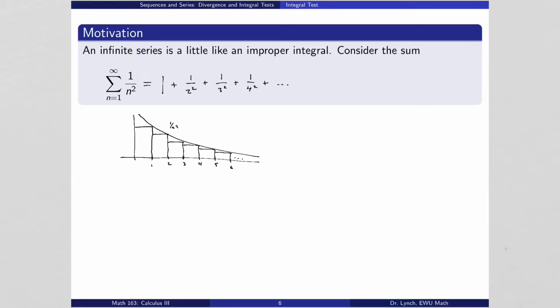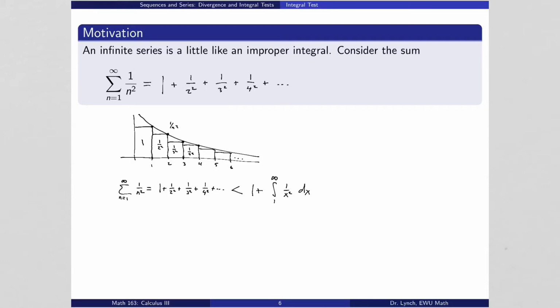So here's sort of a Riemann sum representation of that infinite sum. We have this first rectangle that has area 1. We have the second rectangle that has area 1 over 2 squared, and then 1 over 3 squared, and so on and so forth. So it looks like geometrically, at least, we can relate this infinite sum to the improper integral of 1 over x squared on the interval from 1 to infinity. And here's that relationship.